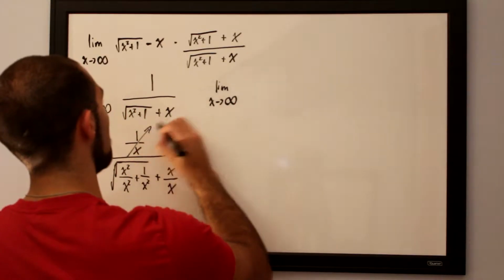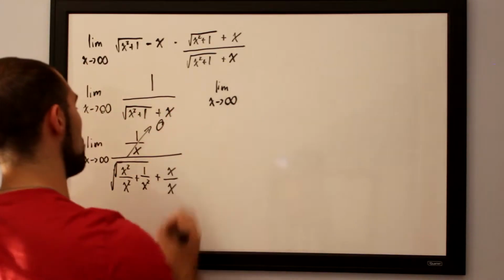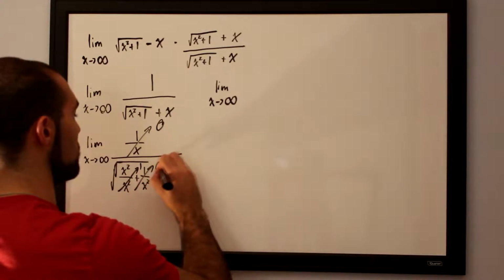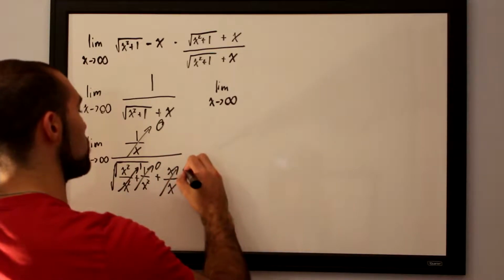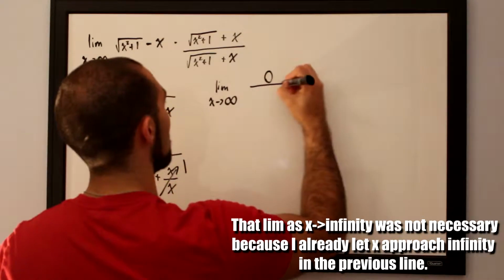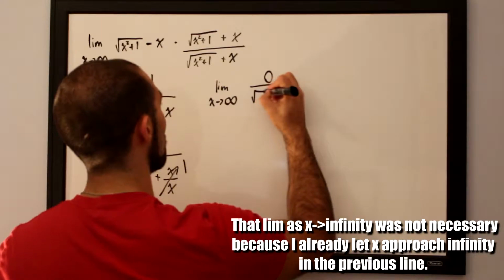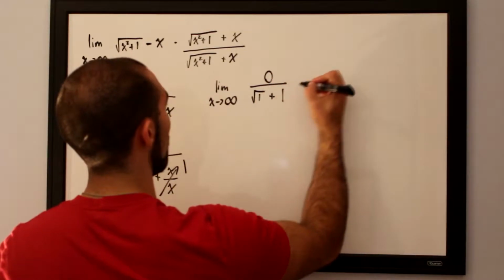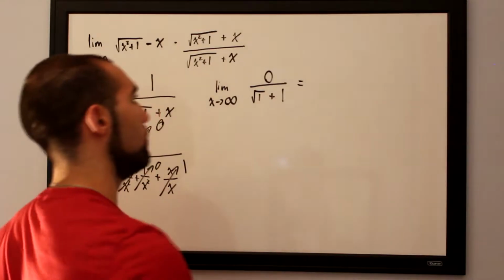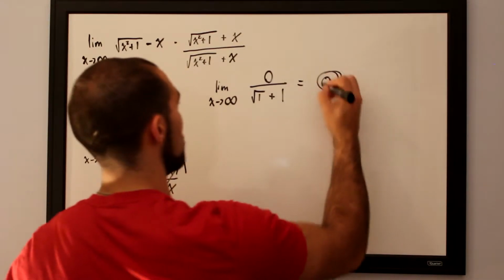This is going to go straight to 0. This is going to go straight to 0. This is going to go to 1. This is going to go straight to 0. And this is going to go straight to 1. So immediately, we can come to the conclusion that we're going to have 0 over the square root of 1 plus 1, which 0 divided by anything is still going to be 0. So our limit is 0.